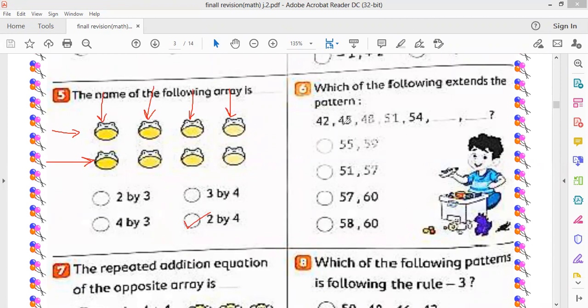Which of the following extends the pattern? 42, 45, 48, 51, 54. 42 becomes 45, plus 3. And 45 becomes 48, plus 3. So the rule here is plus 3. Then 54 plus 3 equals 57. And 57 plus 3, 60. Excellent. 57 and 60.